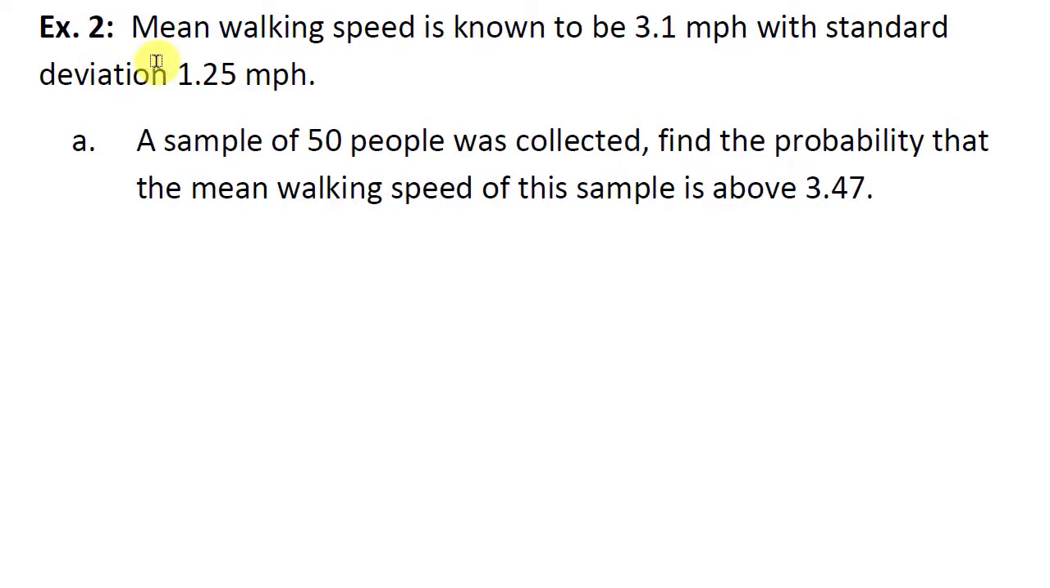So the beginning description says, mean walking speed is known to be 3.1 miles per hour with standard deviation 1.25 miles per hour. And that's all the beginning description is. Question A, for part A, a sample of 50 people was collected. Find the probability that the mean walking speed of this sample is above 3.47.